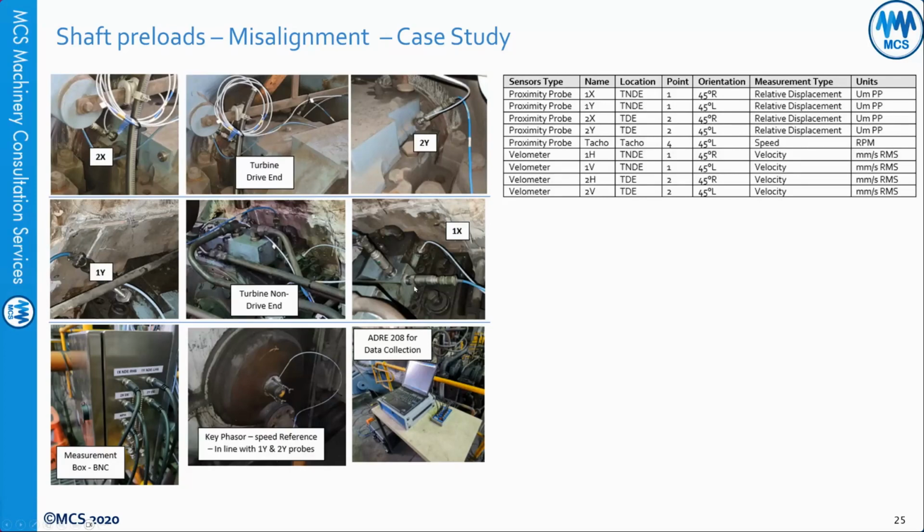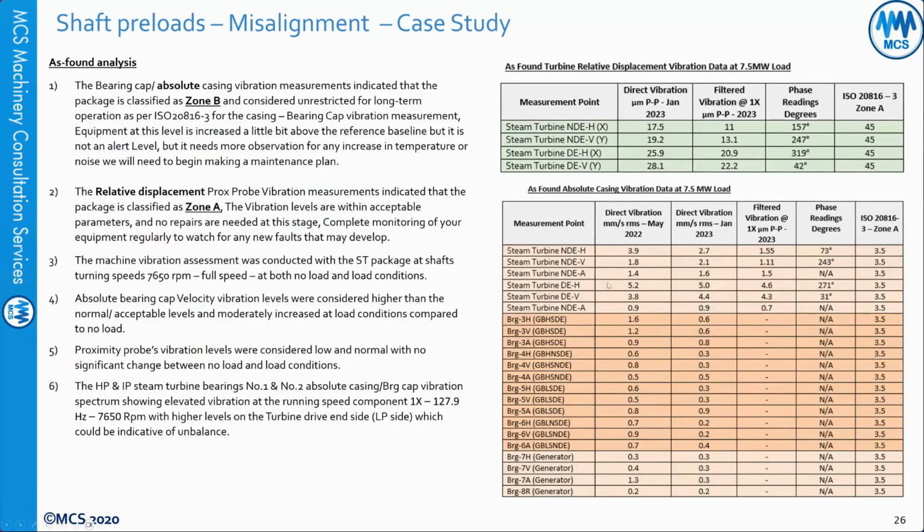As I just mentioned, I thought that the vibration levels would be way higher from the relative displacement probes, because we were talking about something like 9 millimeters per second. However, these were the readings from the proximity probes: 17.5 microns peak to peak, 19, 25, 28.1. This was the highest level, which was really low. And even the vibration at 1x was 11, 13, 20, 22 microns peak to peak.